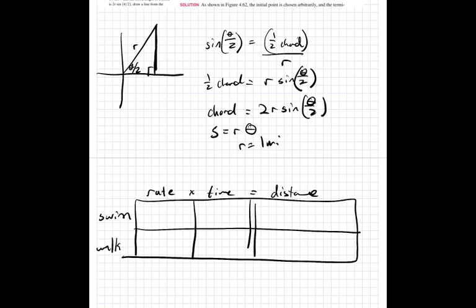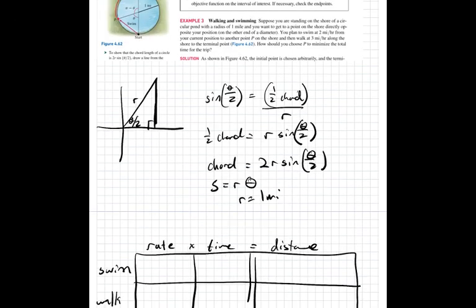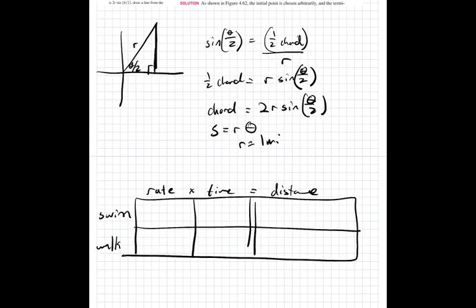Okay, we do have other information, right? It says the radius is 1 mile. We want to get to the pond. We swim at 2 miles per hour. So the rate swimming is, and the units here are miles per hour, 2 miles per hour. That's going to take some unknown amount of time, t. So then that distance is going to be 2 times t.